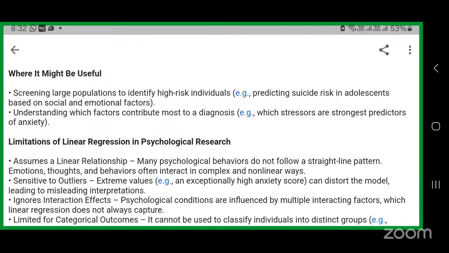Number three, ignores interaction effects. Psychological conditions are influenced by multiple interacting factors, which linear regression does not always capture. So if it is a factorial design, then it becomes very difficult for the researcher to get the interaction factor or interaction effect.